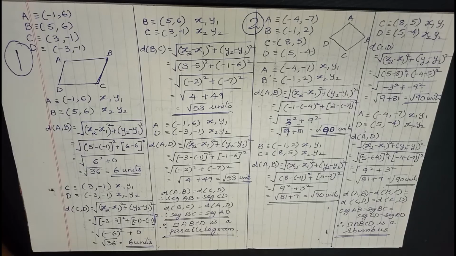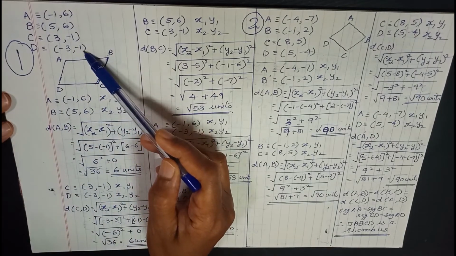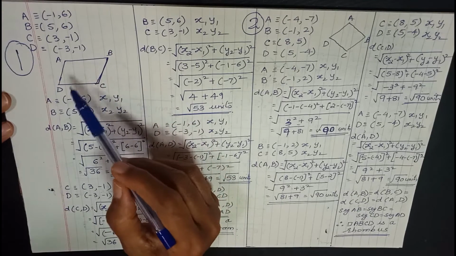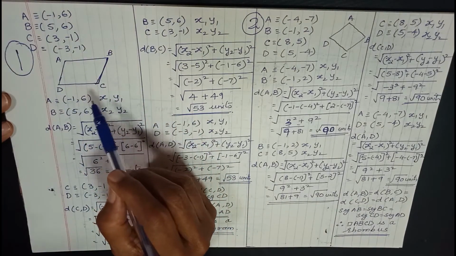Today we will be seeing in this video applications of the distance formula: how we can use this distance formula to verify or justify whether the given vertices are of a particular geometrical figure or not. So let's begin. For example, in this first case, four vertices A, B, C and D are given, and it has been asked to verify whether these are the vertices of a parallelogram or not.